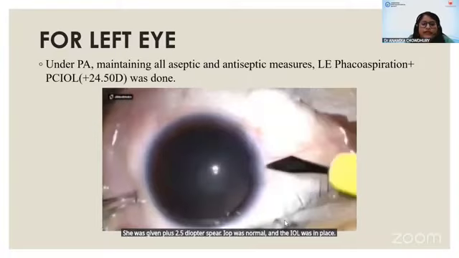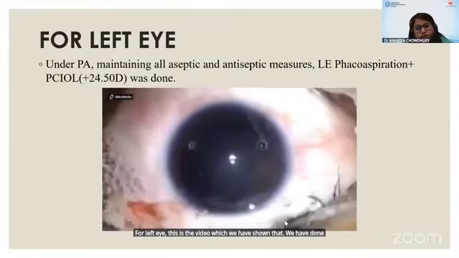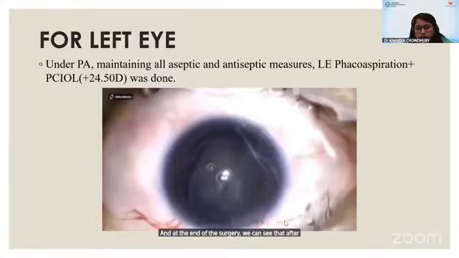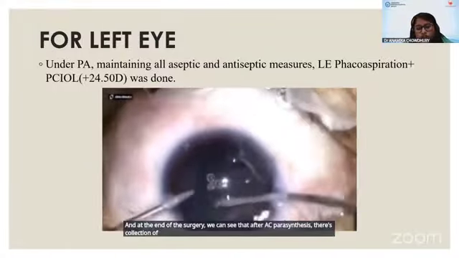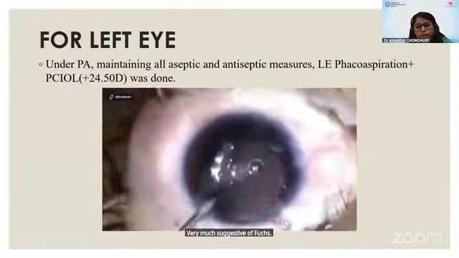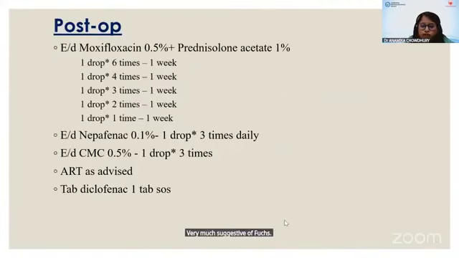For the left eye, this is the video which we have shown that we have done phacoaspiration plus PCIOL, and at the end of the surgery, we can see that after AC paracentesis, there's collection of blood, which is the Amsler's sign, very much suggestive of Fuchs. Post-operatively, she was started on the same medications.